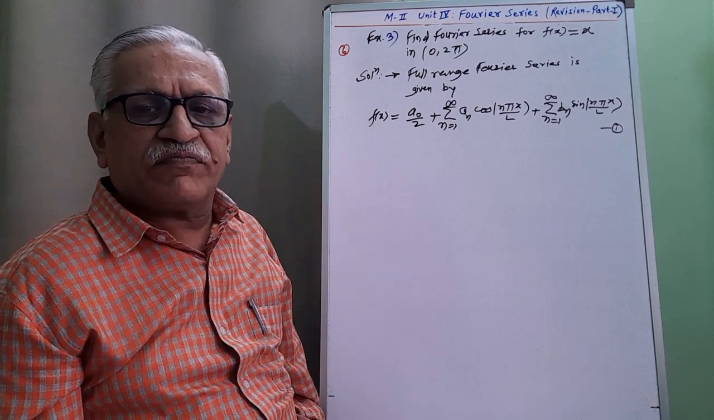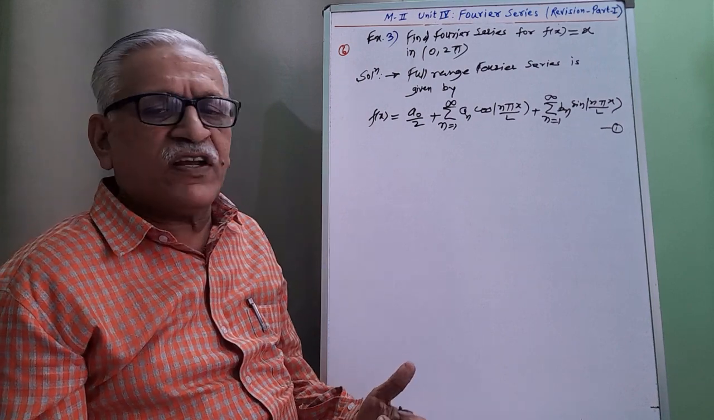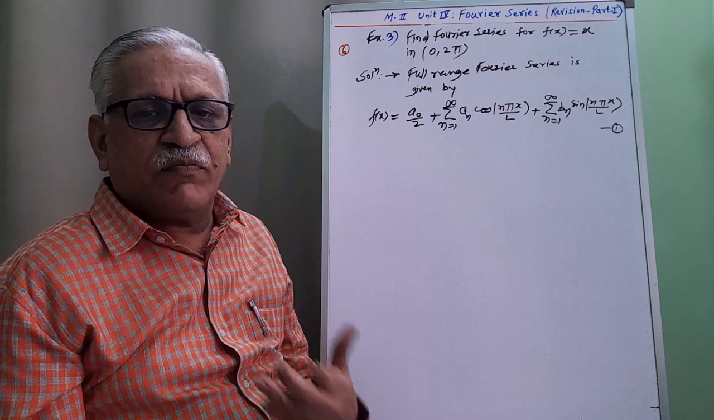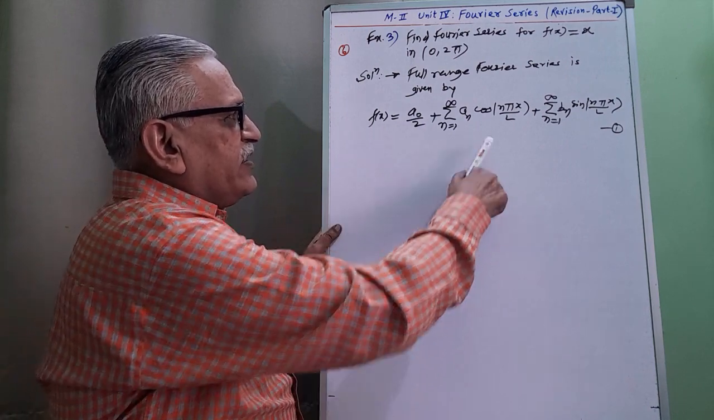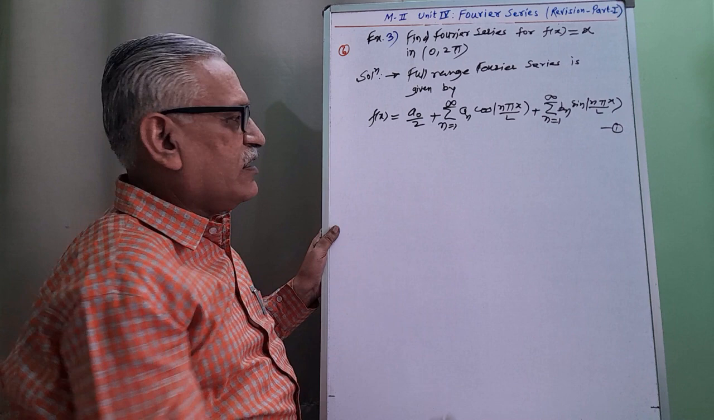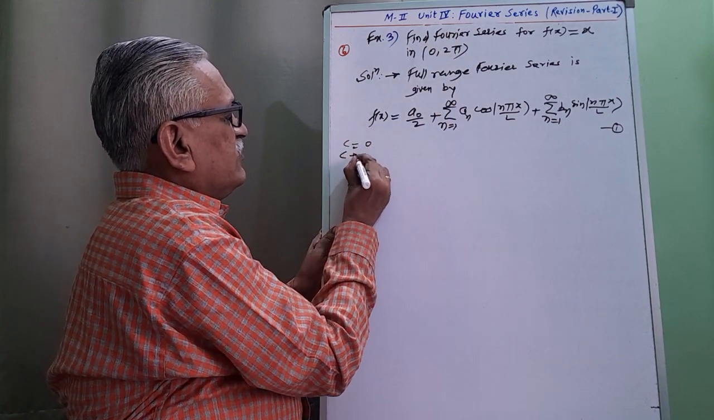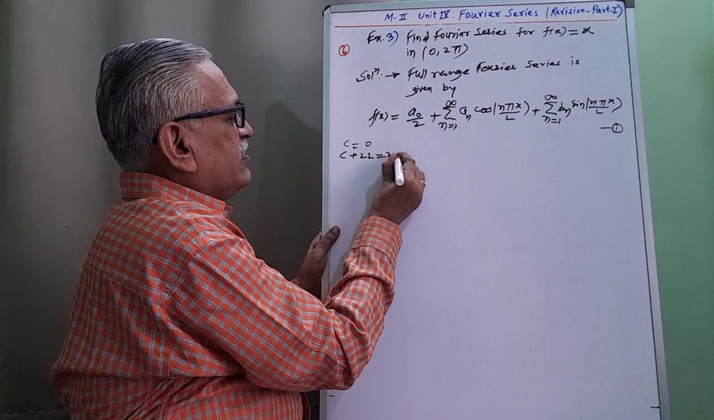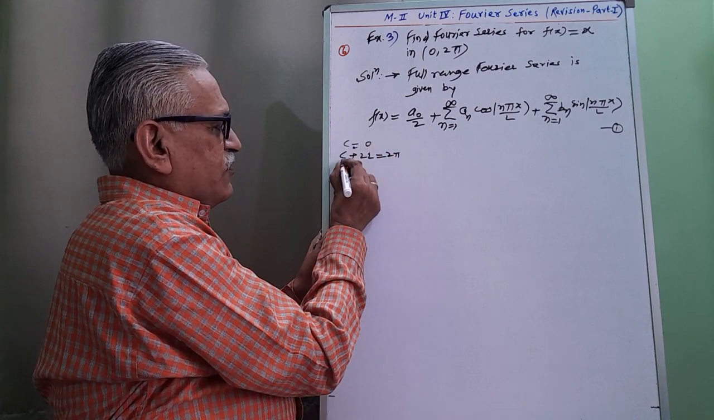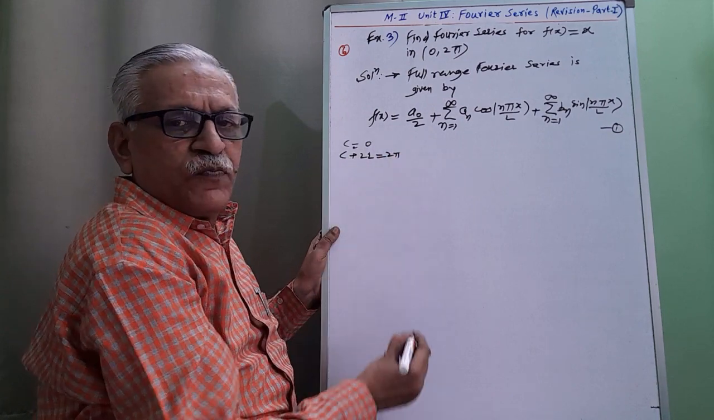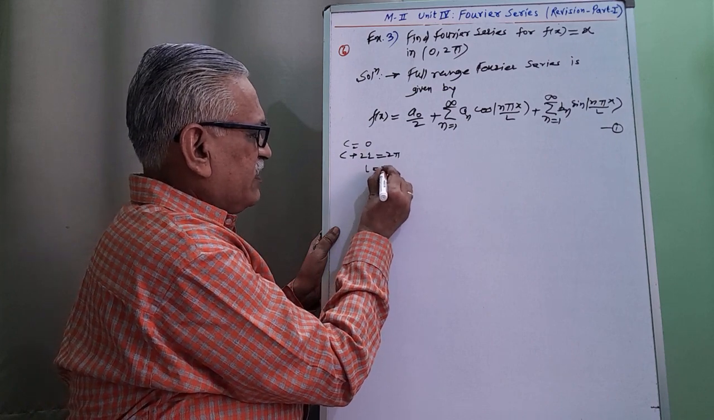Equation number 1. And then we require to find out a0, an and bn. And before finding that, get the value of l. Here c is 0, lower limit. C plus 2l, upper limit is 2 pi. Substitute value of c as 0, 2l equal to 2 pi, means l equal to pi.